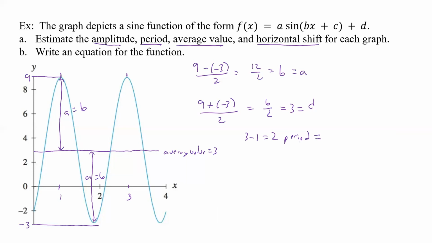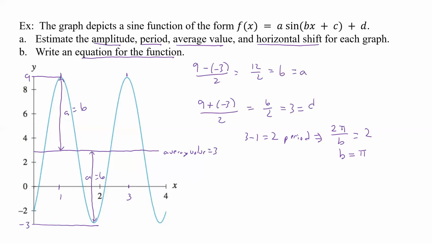But remember, I want b because I'm going to have to write an equation for the function, and so I'm going to need b. And so our period is 2 pi over b. And so if I set that equal to 2, then I can put the b here and the 2 here. And so b is equal to then just pi. Okay. So that's how I would get that.